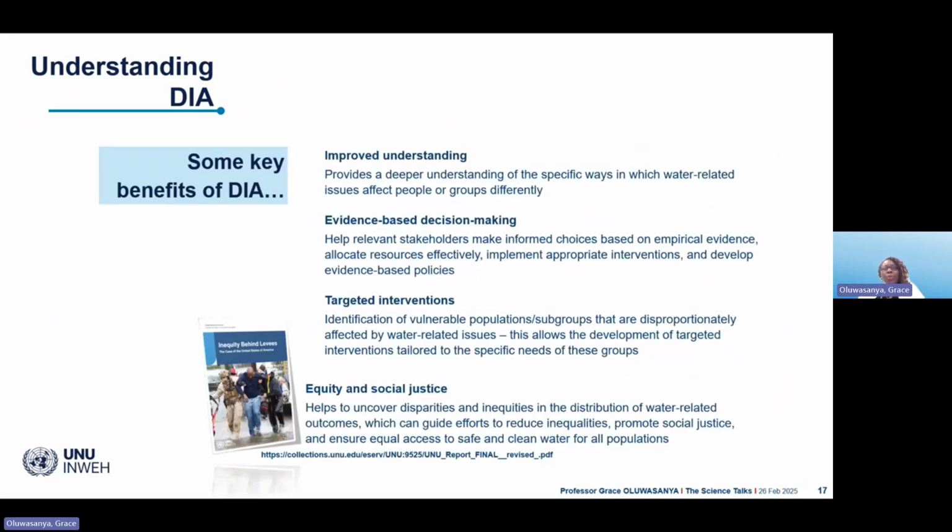Effective DIA will normally provide a deeper understanding of the specific ways in which water-related issues affect people or groups differently. In other words, it improves understanding. Another benefit is that it helps stakeholders make informed choices based on empirical evidence, allocate resources effectively, implement appropriate interventions, and develop evidence-based policies. Again, it helps to identify vulnerable populations or subgroups that are disproportionately affected by water-related issues, while also, very quickly, speaking to equity and social justice.